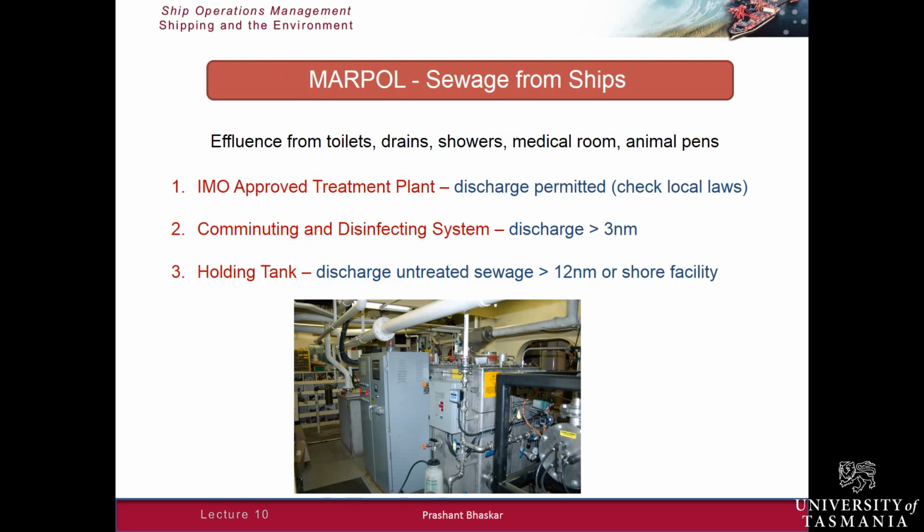As far as sewage is concerned, by sewage, we're talking about the stuff that comes out from toilets, other drains, shower rooms, medical rooms, and on cattle carriers or animal carriers, from animal pens. If a ship has an IMO approved treatment plant, then the discharge of sewage is permitted, but the ship should always check local laws. So if the ship is in port, the port authority might not allow any discharge of sewage, even though the ship might have an IMO approved treatment plant.